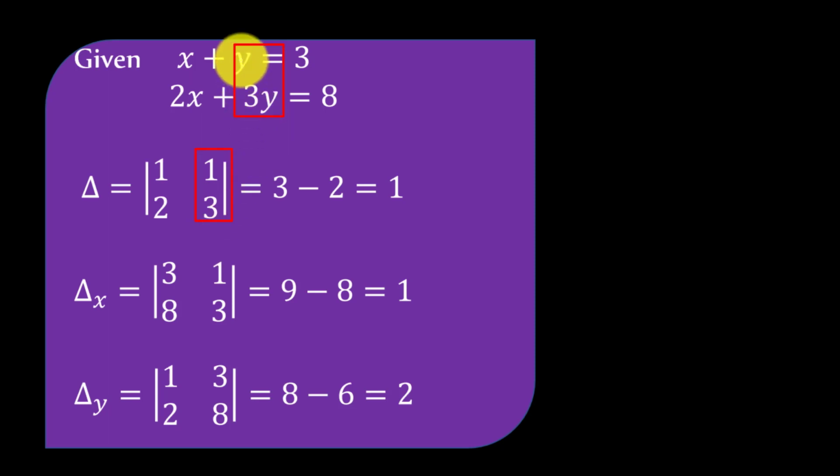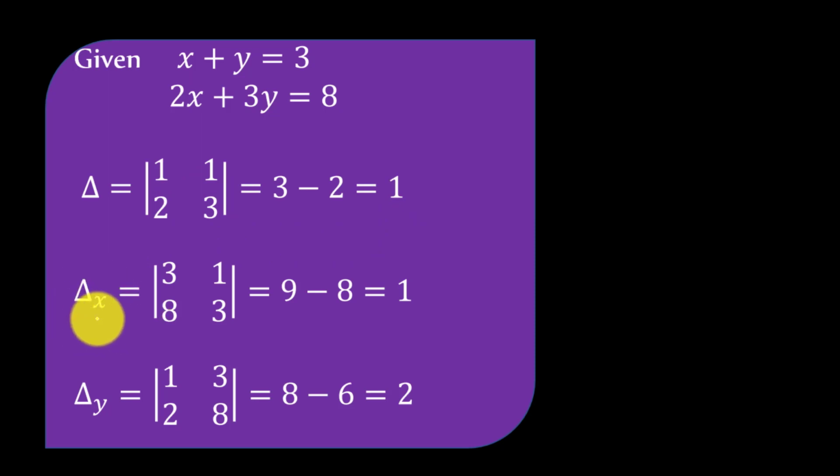And you know how to expand this determinant. We already explained how to expand a 2 into 2 determinant: the product of the principal diagonal elements minus the product of the secondary diagonal elements. That is, 1 into 3, that is 3, minus the secondary diagonal elements 2 into 1, that is 2. So 3 minus 2 is equal to 1.